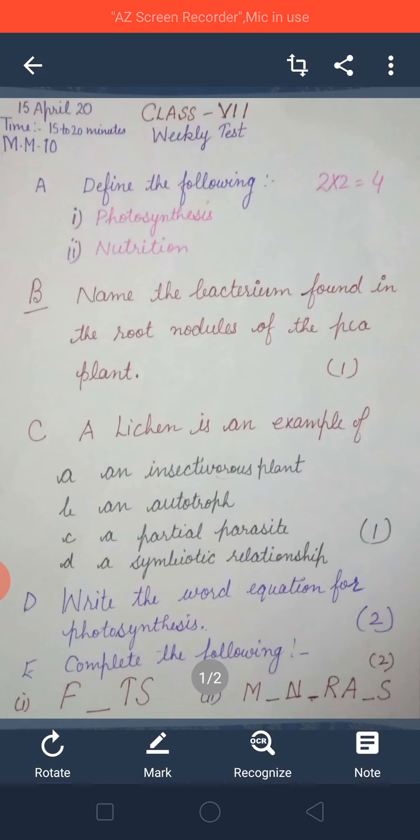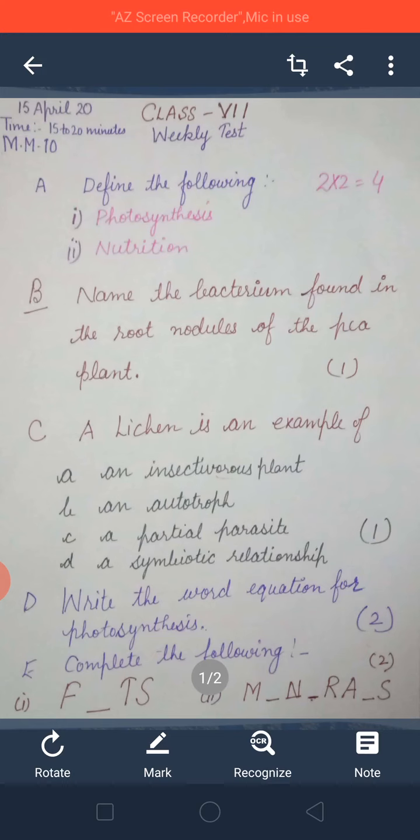This define carries 2 marks. Those who have written all the conditions, that is water, carbon dioxide, green plants meaning they have chlorophyll, and the presence of sunlight, these 4 conditions, the student will get full 2 marks out of 2.